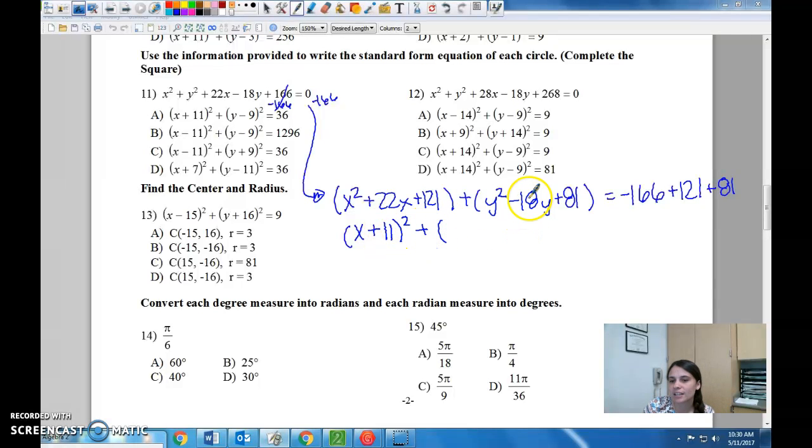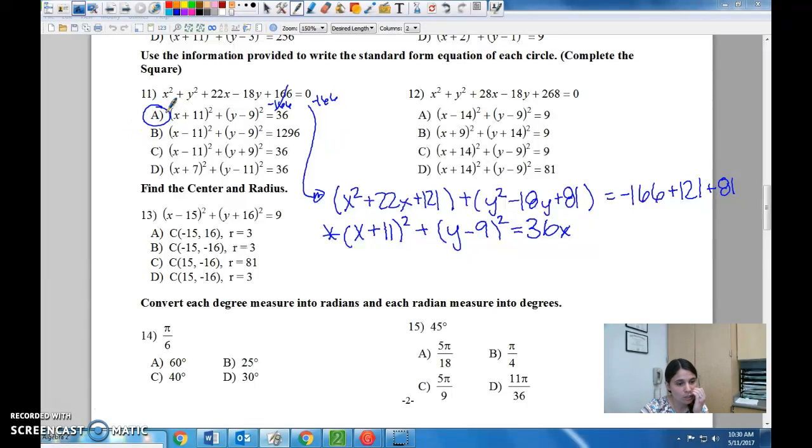So like here, negative 18 divided by 2 is negative 9, so that would be y minus 9 squared, and I can check it because negative 9 plus negative 9 is negative 18, negative 9 times negative 9 is 81. So that's all equal to negative 166 plus 121 plus 81. So that's equal to 36. So this answer looks like option A.